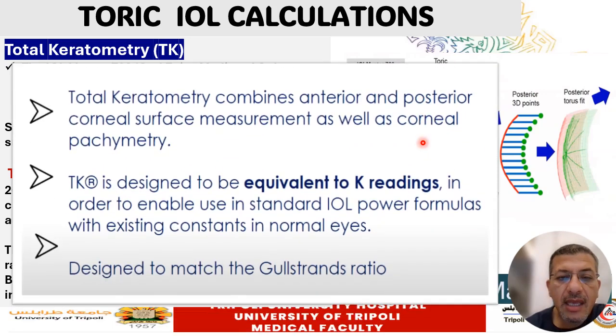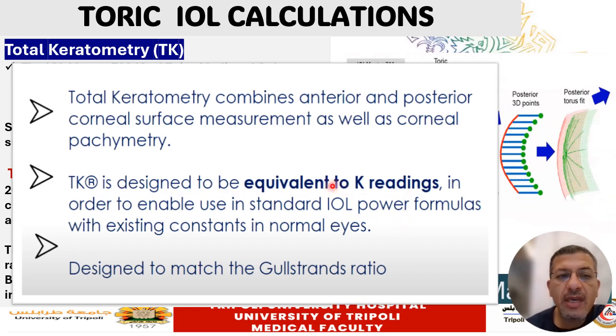The other thing is that the TK value is equivalent to the K reading because it measures both the anterior and posterior surface. So it can be used with any standard IOL formula, and it is based on the Gaussian ratio or Gullstrand ratio. What's meant by the Gullstrand ratio? You remember when we spoke about the curvature of the anterior and posterior surface of the cornea, we said that the ratio between the curvature of the posterior surface to the anterior surface is about 0.82. That is, the posterior surface is more curved as compared to the anterior surface of the cornea.